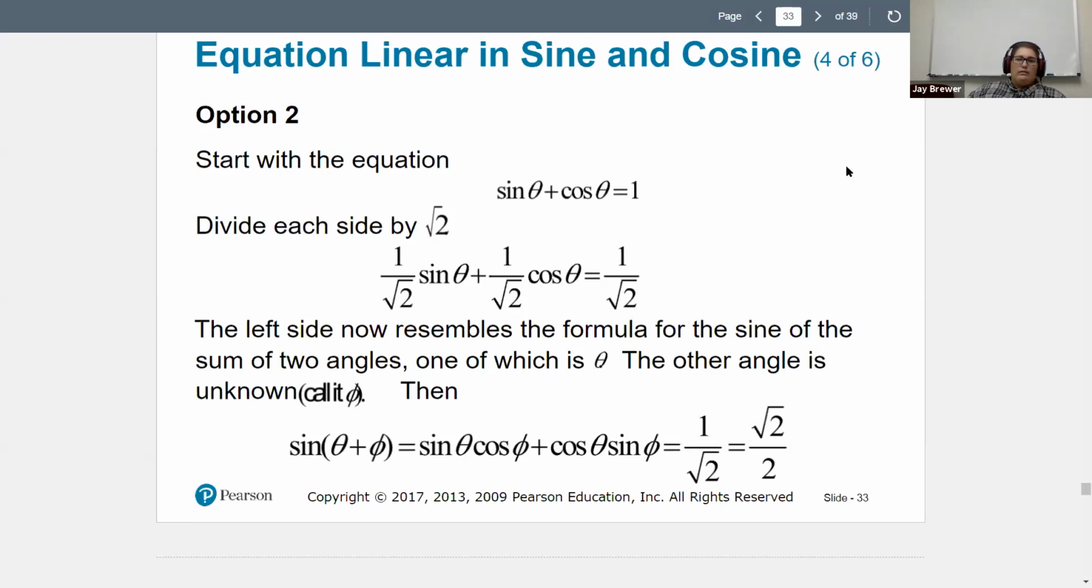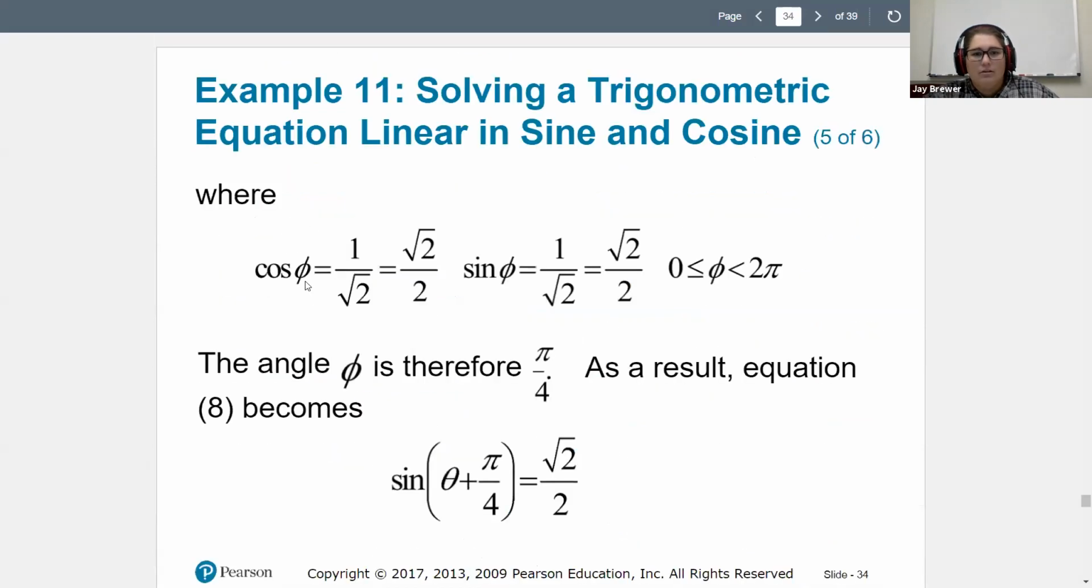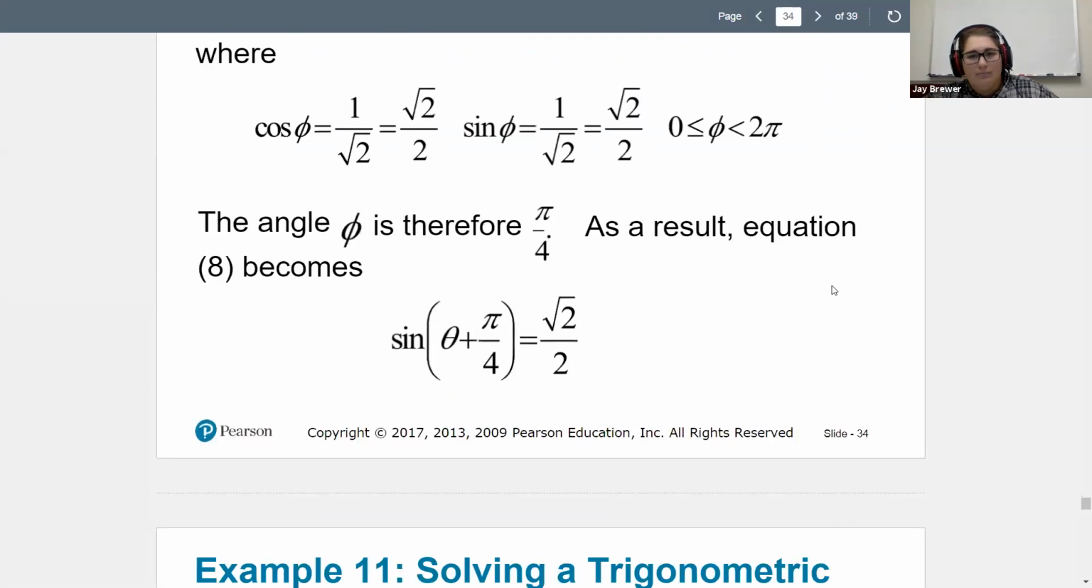Okay, when we do that, if you take a look at your formulas, you're now looking at sine of theta plus phi. Well, that's something we've been working with the whole time this lesson, right? We've been working with the sums of sines and cosines and tangents. So you end up finding that the sine of theta plus phi is equal to the square root of 2 over 2. So then that tells you that the cosine of phi is equal to the square root of 2 over 2. The sine of phi is equal to the square root of 2 over 2, as long as phi falls between 0 and does not yet approach 2 pi.